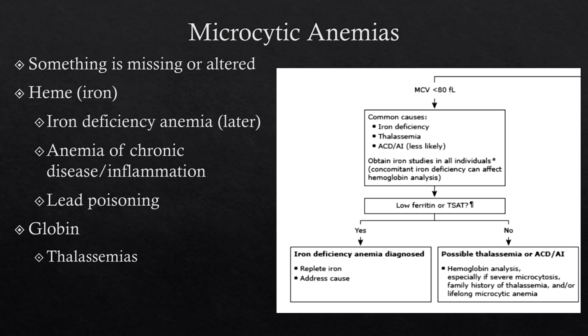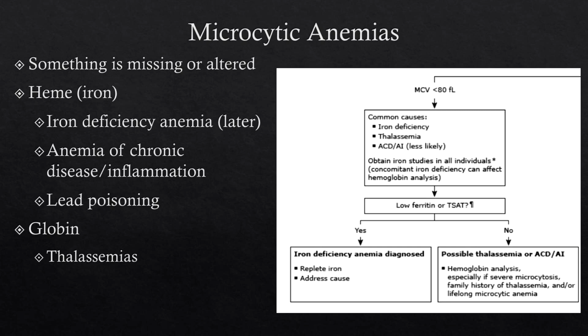The next is anemia of chronic disease, also known as anemia of inflammation. That's what this ACD/AI stands for. And then lead poisoning will also cause a microcytic anemia, because lead poisoning is actually an inhibition of several of the enzymes in the heme synthesis. So that's why I have it listed under the heme here.